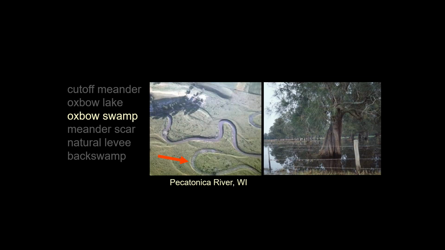Where there's not really sufficient water flowing into an Oxbow Lake, over time it can become an oxbow swamp. So it's simply just a boggy environment with less water flowing in and less water flowing out. So oxbow swamps are dominated by trees with a little bit less water.